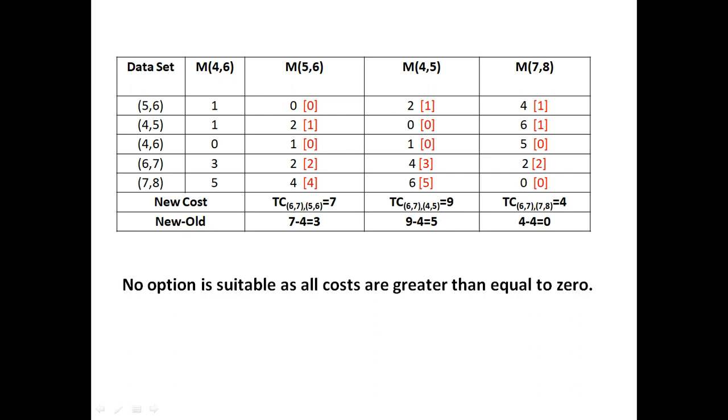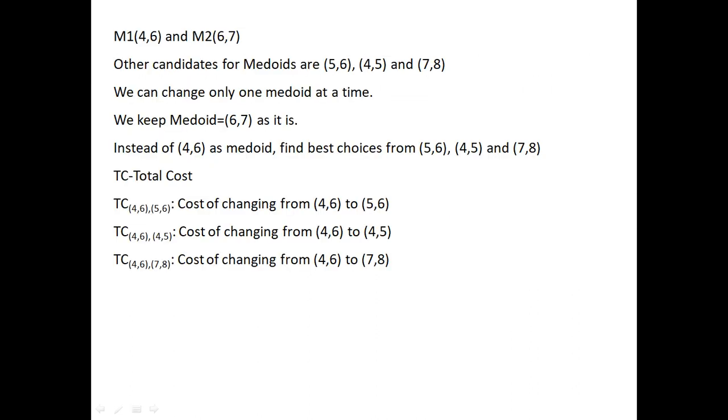Now here no option is suitable. Why? Because for all our differences of old and new, we are getting positive values. So no option is suitable as all costs are greater than or equal to 0. What it indicates is that instead of 6, 7 we can't replace 5, 6, 4, 5 and 7, 8 as a Medoid. Now in the second option we keep Medoid 6, 7 as it is, but instead of 4, 6 we try with the other choices.